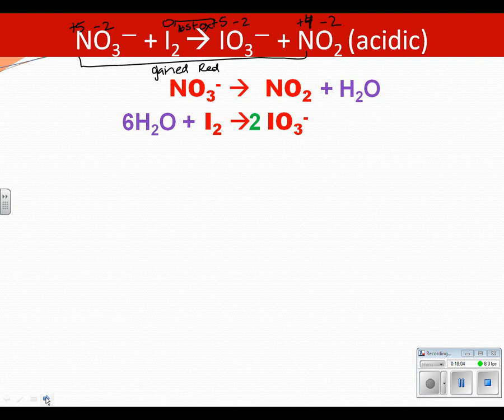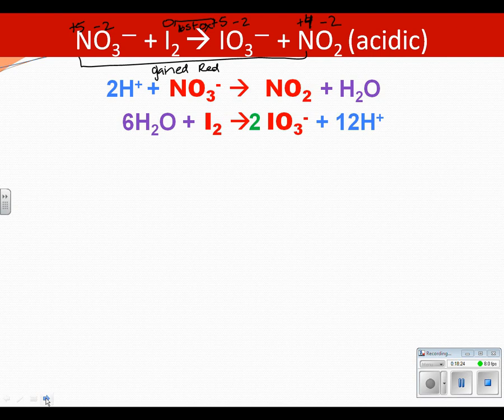All right. Then I got to balance out my hydrogens. So I have 2 on the first reaction, so I need to put 2 hydrogens on the reactant side. And then I have 12 hydrogens on the reactant side for my second reaction, so I need to put 12 on the product.